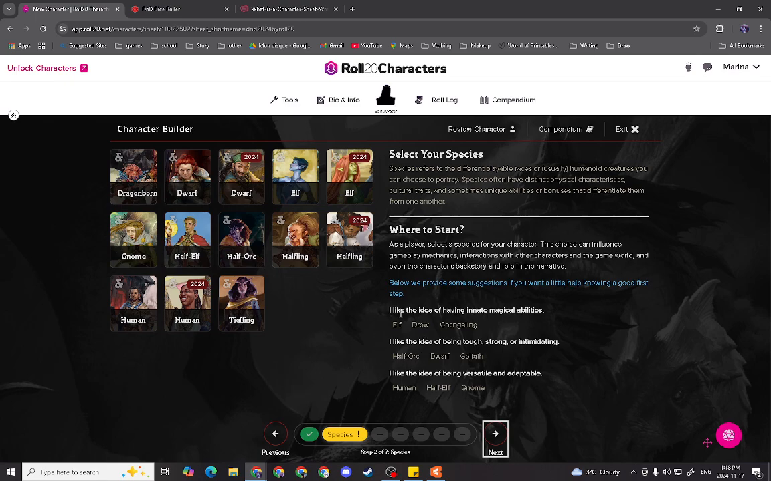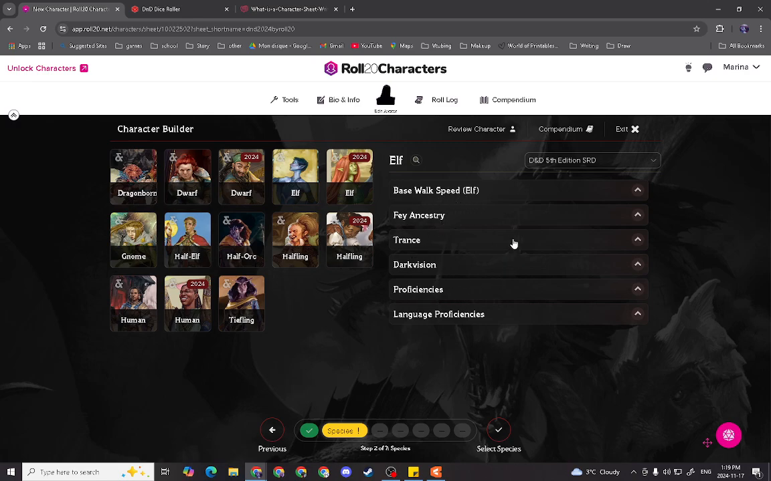Now you want to pick your species. These are not all the species that there are. These are just the ones that Roll20 lets you use. So a dragonborn is essentially a dragon person. It's the mix between you're half dragon, half human. So one of your parents is a dragon. There's dwarf, elf. Oh, sorry. Go ahead. No, that's okay. I think I want to be an elf. An elf? Yeah. Okay.